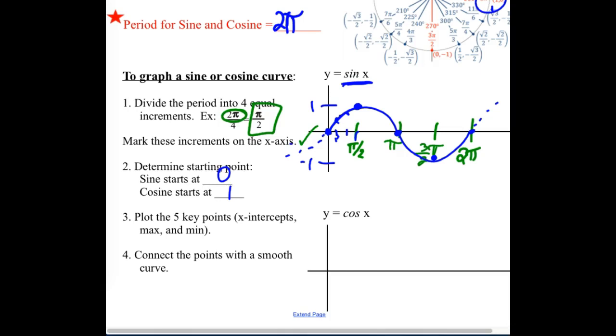So we marked our axes. We figured out where we have to start, and we put our 5 key points. So where do we hit 0? Where do we hit the high points? Where do we hit the low points?